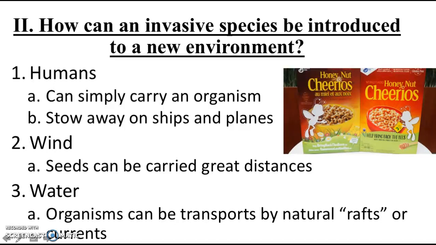Another way that invasive species can be introduced to an environment is by wind, just like you've learned about how seeds can travel great distances carried by the wind, and similar to that through water, how organisms can be transported by natural rafts or attaching themselves to other organisms and being carried by currents.